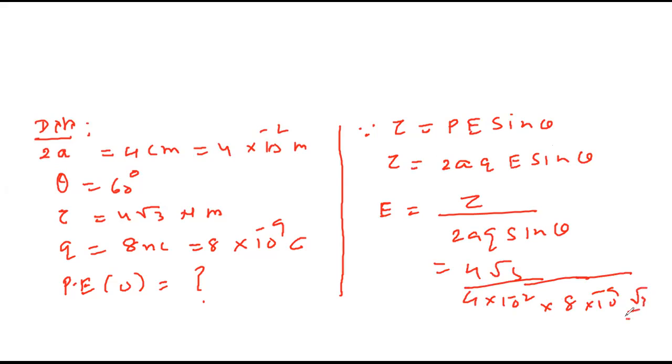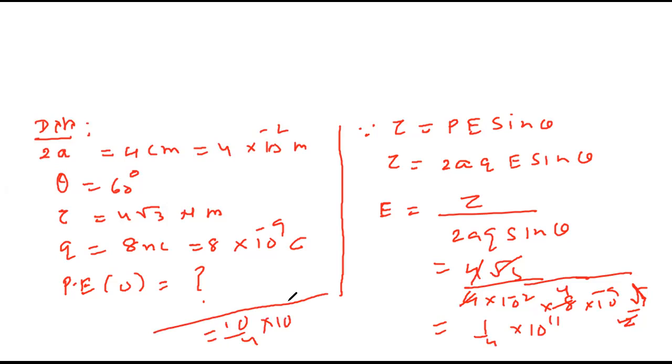And sine 60 is root 3 by 2. Root 3 I can cancel, 4 I can cancel, 2 into 4. So this becomes 1 upon 4 into 10 raised to minus 11, that is 10 upon 4 into 10 raised to minus 10. So E became 2.5 into 10 raised to 10 Newton per coulomb. First copy till this.